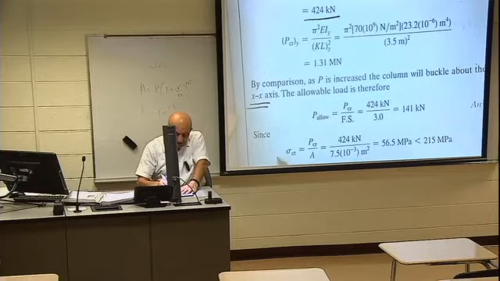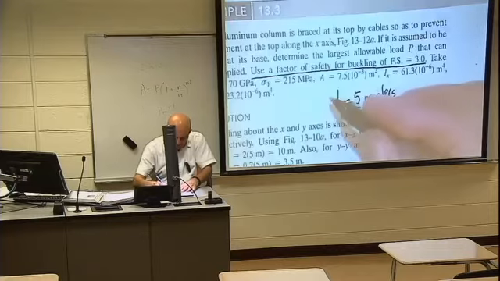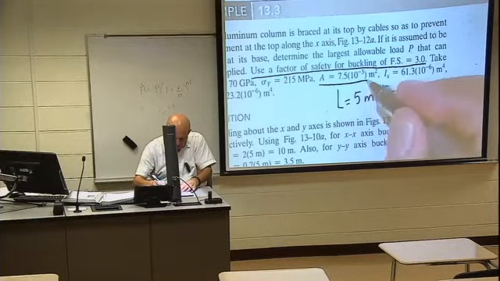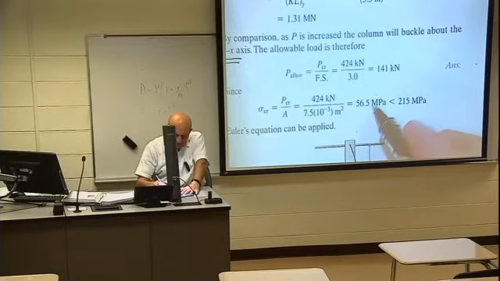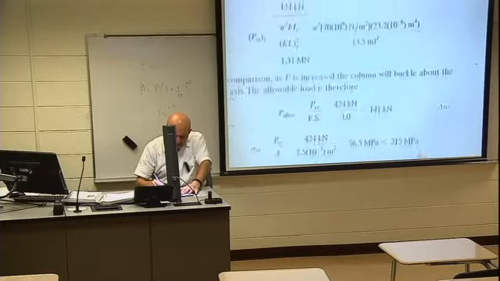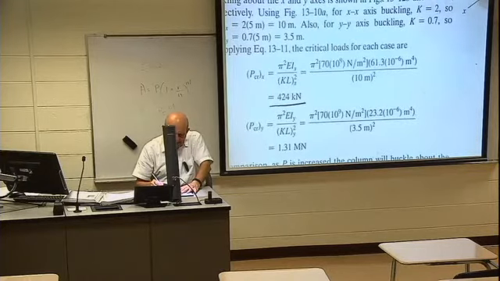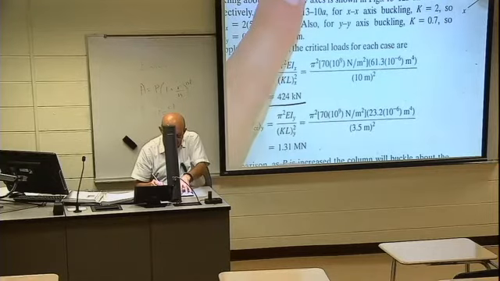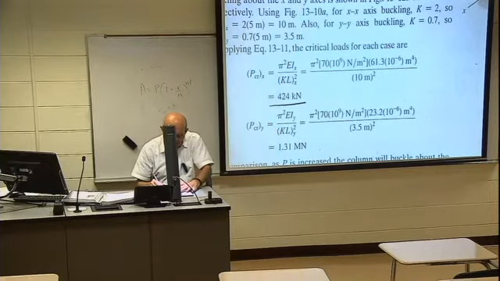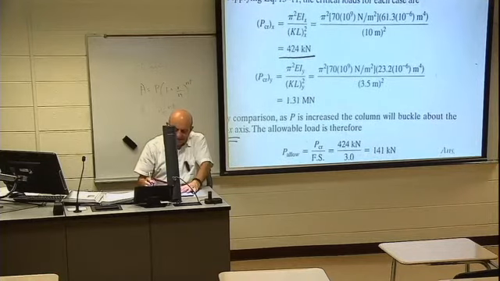So let us calculate now critical stress. Critical stress equals P critical over area, 424, divided by area, 7.5 10 to the minus 3. Okay, that is here, 7.5 10 to the minus 3. Equals 56.5 megapascals, which is less than yield stress, 215 megapascal. So Euler's equation can be applied.